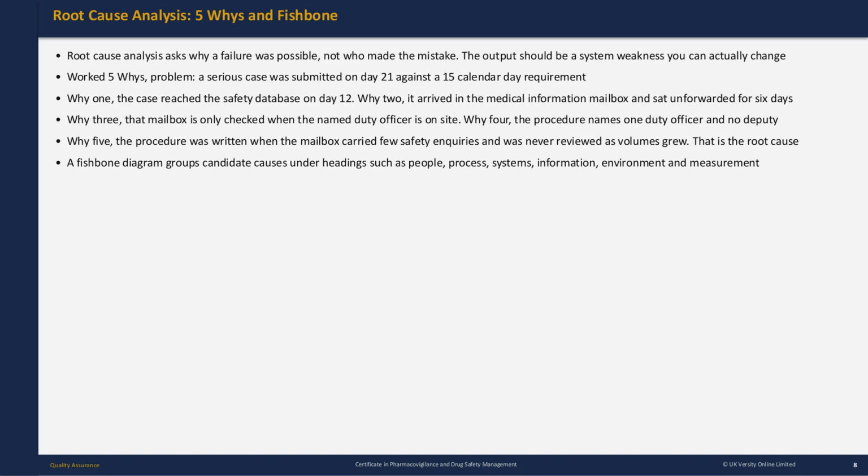Root cause analysis, 5 whys, and fishbone. Root cause analysis asks why a failure was possible, not who made the mistake. The output should be a system weakness you can actually change. Worked 5 whys problem. A serious case was submitted on day 21 against a 15 calendar day requirement. Why 1, the case reached the safety database on day 12. Why 2, it arrived in the medical information mailbox and sat unforwarded for 6 days. Why 3, that mailbox is only checked when the named duty officer is on site. Why 4, the procedure names one duty officer and no deputy.